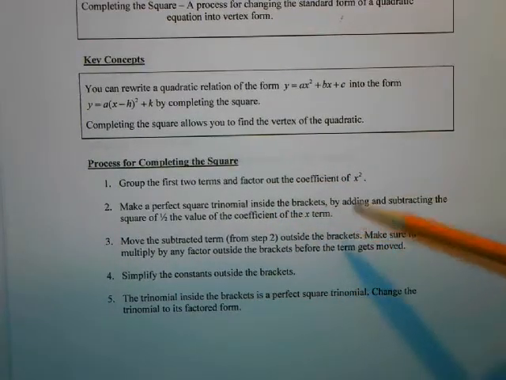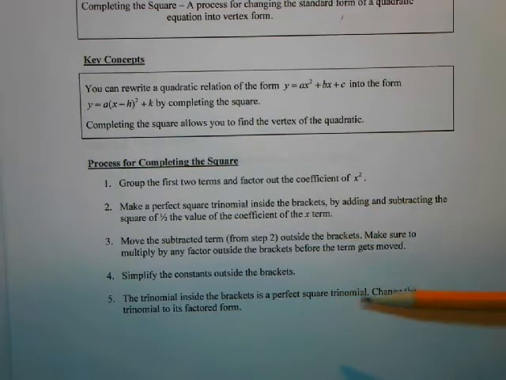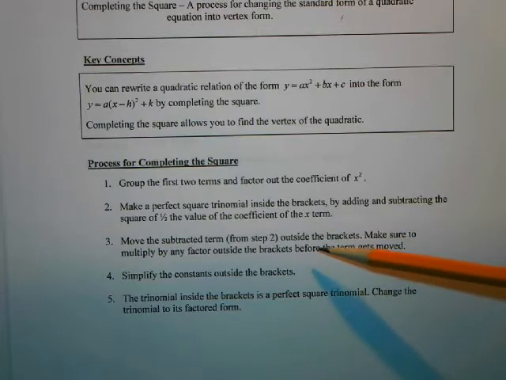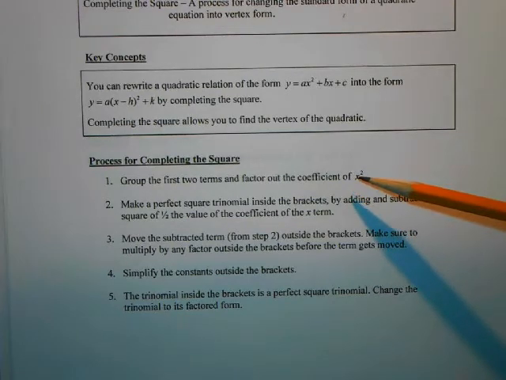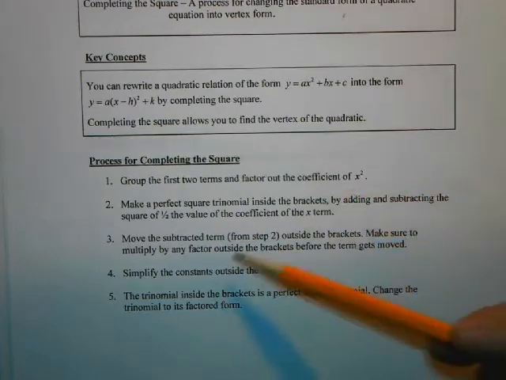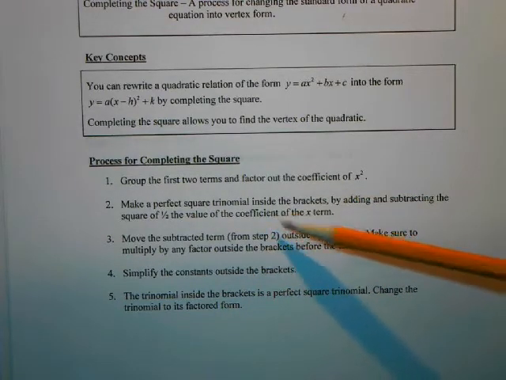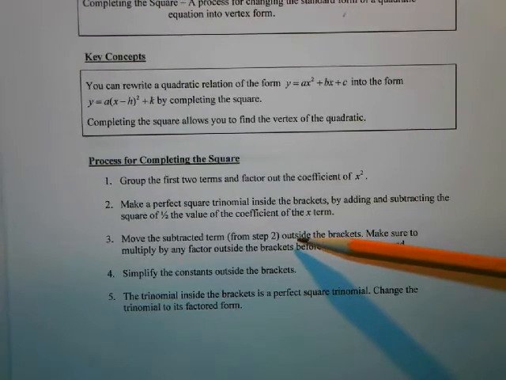The first step and the last step are really pretty basic stuff. It's the second and the third steps that are the tough ones. So what we're going to do is put brackets around the first two terms, the x squared and the x term. If there happens to be a constant, we'll leave that outside the brackets. And then inside the brackets, we're going to factor out the coefficient of the x squared term from both the x squared and the x term.